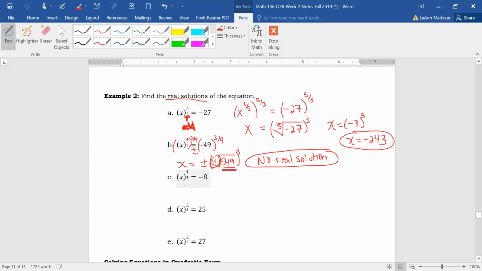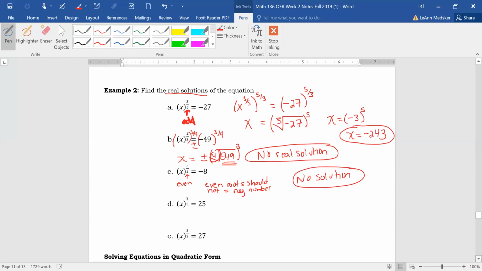Now C is also no solution, but it's for a different reason. This is an even root to begin with. Even roots should not equal negative numbers, because you're saying that I already took an even root and the answer was negative. So this one is also no solution. It does not make sense. Okay, so let's look at the next one.